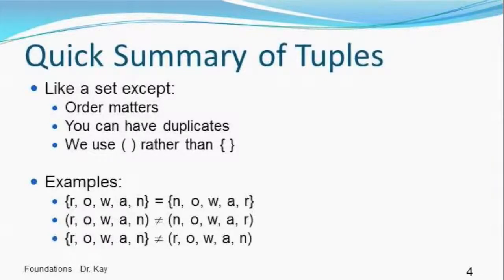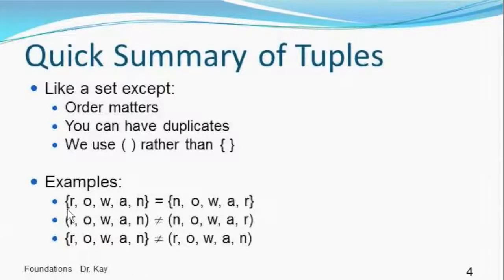slowly. So in short, think of a tuple as something that is very much like a set, except that order matters. The order that items appear in your tuple does matter. You can have duplicates, and we keep track of them. And we're going to use these regular parentheses rather than curly braces.